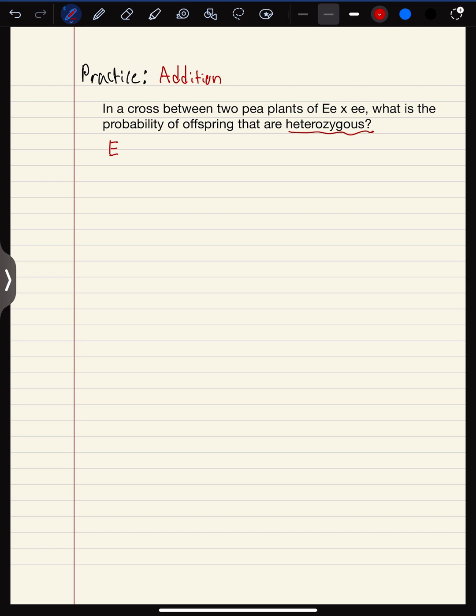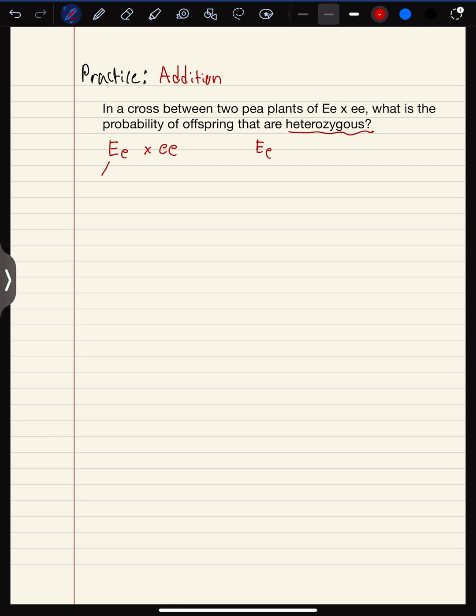So we have big E, little e, times little e, little e. Now, what is the probability of the offspring that are heterozygous? So we are looking for big E, little e. So what we can think about in terms of this is what each one gives and then adding those up.